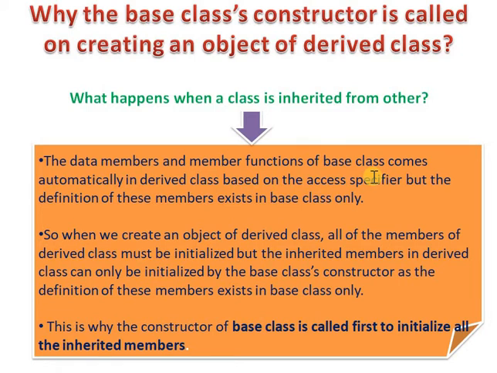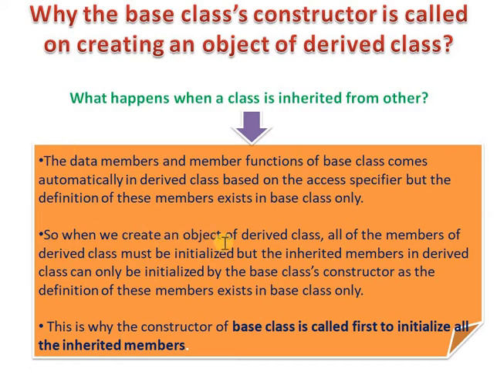There are three access specifiers used in C++: private, public and protected. So when we inherit one class from another class, depending on the access specifier or the visibility mode, the data members and the member functions of the base class will come automatically into the derived classes.